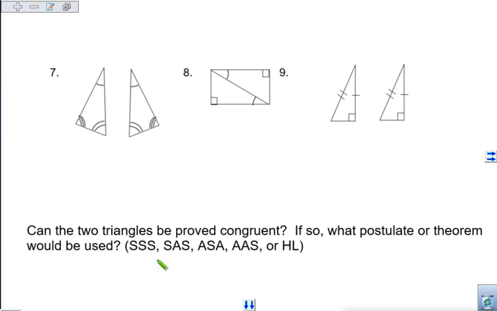Next up, we have one set of angles, a second set of angles, and a third set of angles. So this would be angle, angle, angle. Oh wait, what did I tell you? I don't want to see it, because those are not congruent.